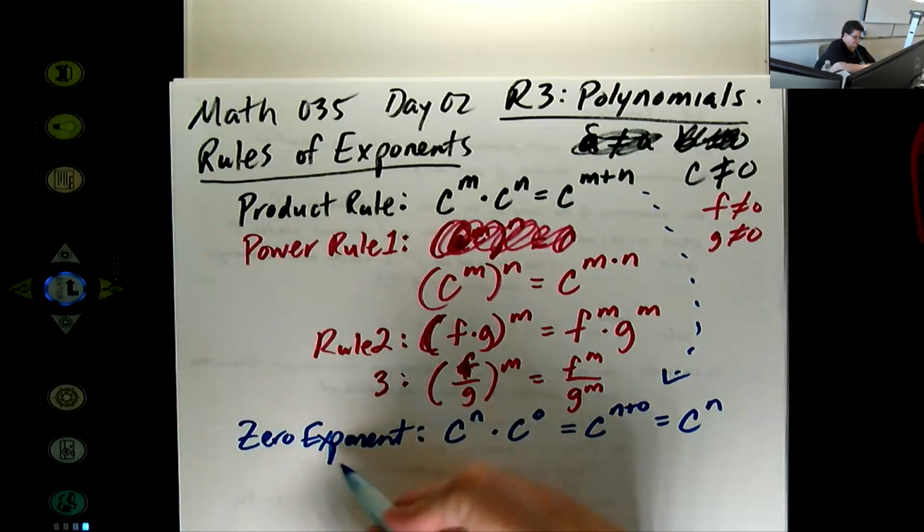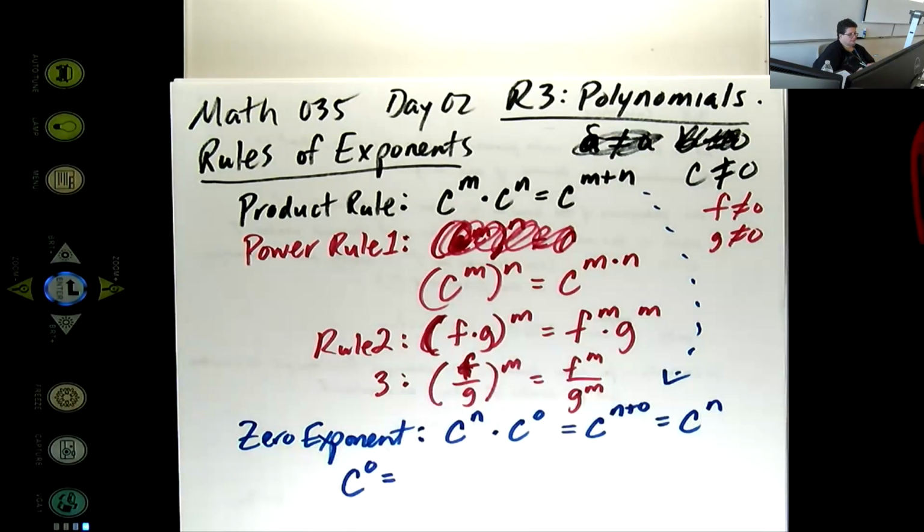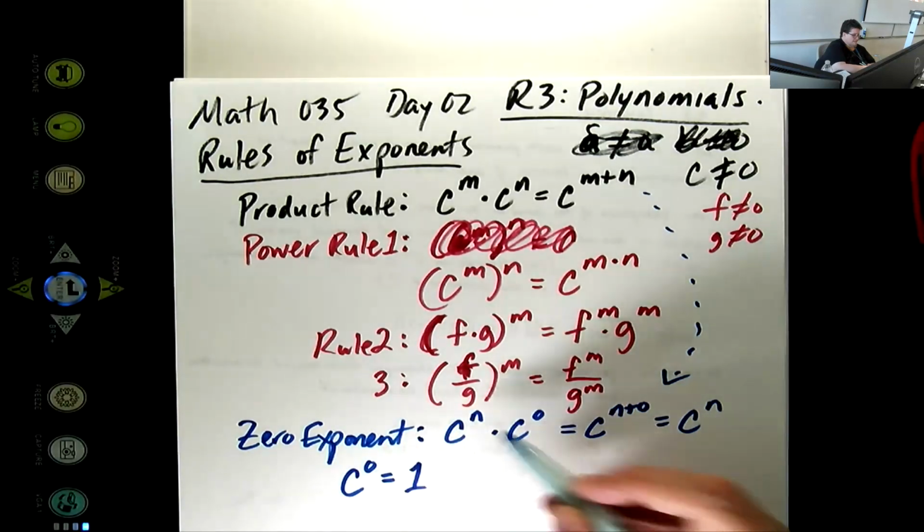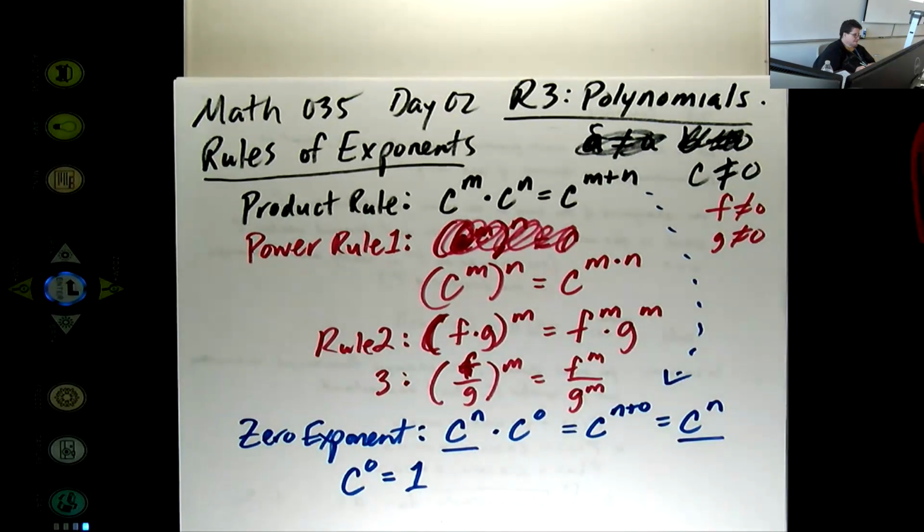So what does c to the 0 have to equal? It's got to equal 1, right? Because we have c to the n here, we got c to the n here, and we got something multiplying, it's got to equal 1. So the 0 exponent rule is anything raised to the 0 power equals 1. Except for c equals 0. You'll look at 0 to the 0 in calculus.